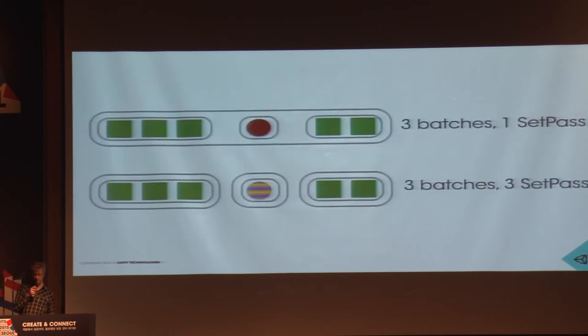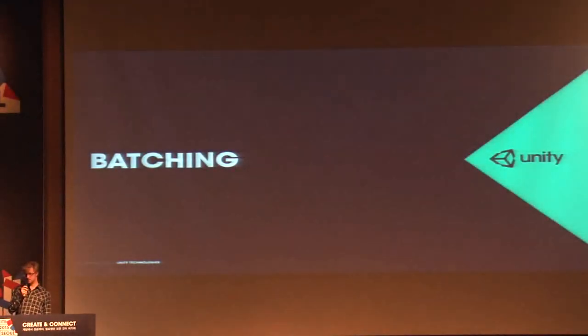In this illustration, in the top example, the middle object uses a different texture. So this requires three batches, but it can all be done in one set pass call. But in the bottom example, the middle object uses a whole different material, and this means that it requires three set pass calls to render. Now, Tim will talk about batching specifically in the UI system.